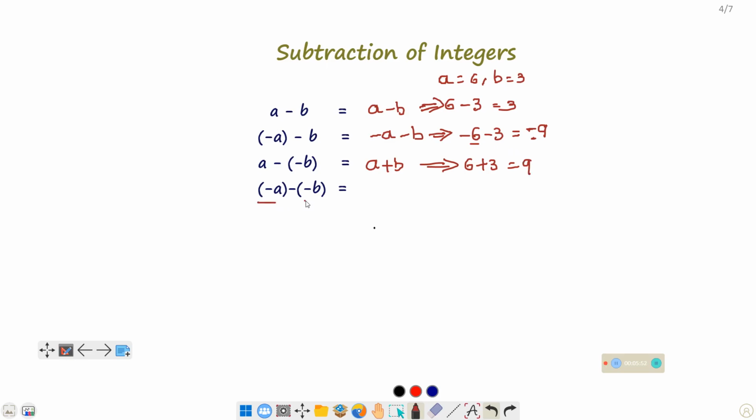Now here, a negative and a negative will make a positive, so we have to simply add 6 plus 3, that is nothing but 9. And now negative a minus negative b will become negative a plus b. These two signs are immediately one after the other, so a negative and negative will become a positive, that is negative 6 plus 3, which is nothing but negative 3, because when there are two opposite signs, we have to subtract them. 6 minus 3 is 3, and the sign we get here is negative. That is nothing but negative 3. So this is how we subtract integers.